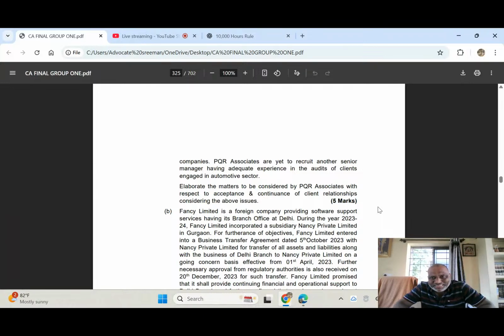PQR Associates are yet to recruit another senior manager having adequate experience in the audit of clients engaged in the automotive sector. Elaborate the matters to be considered by PQR Associates with respect to acceptance and continuance of client relationship considering the above issues. Dear friend, we are going to answer this like this.